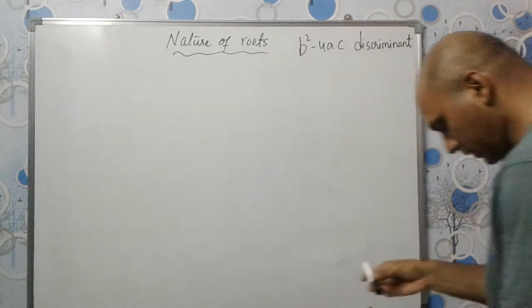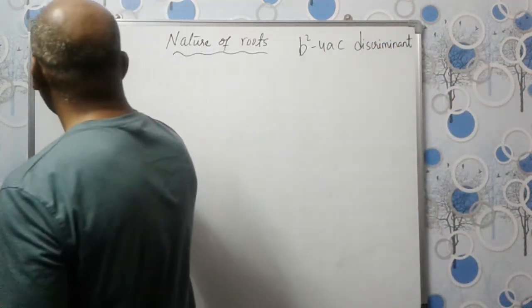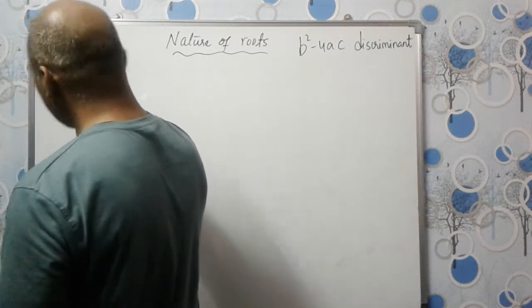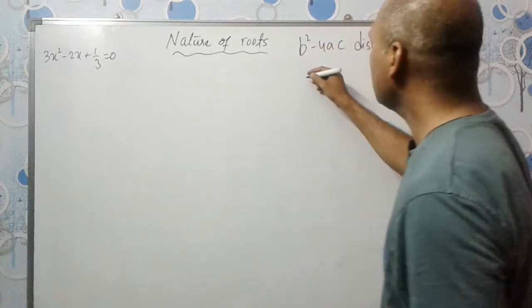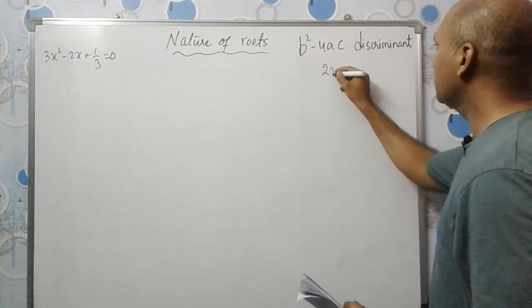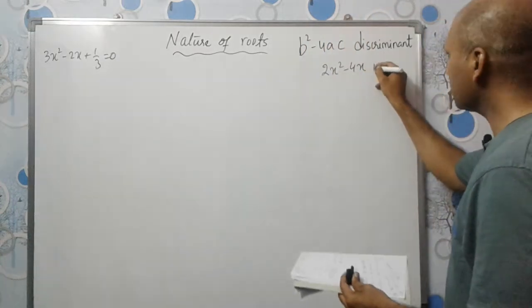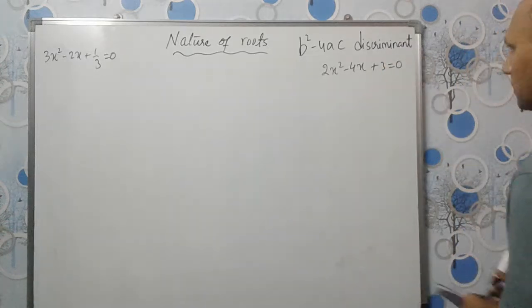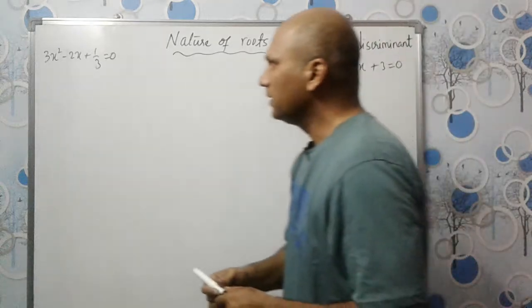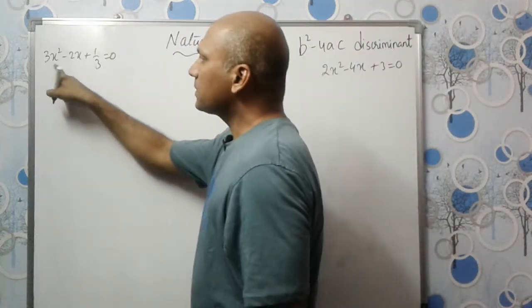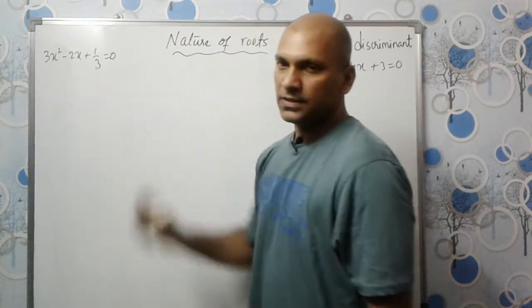Let me write two more examples. 3x square minus 2x plus 1 by 3 is equal to 0. This is one example. And after that, let us solve 2x square minus 4x plus 3 is equal to 0. All right, so this is 3x square minus 2x plus 1 by 3 is equal to 0.